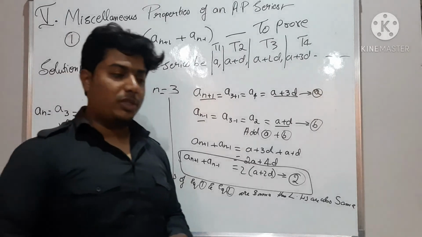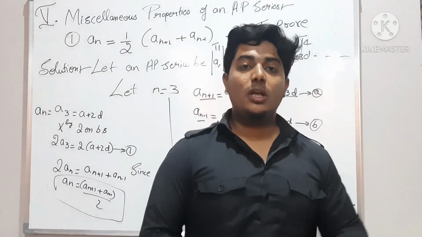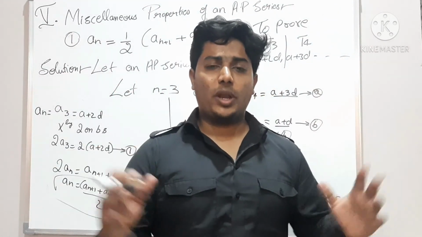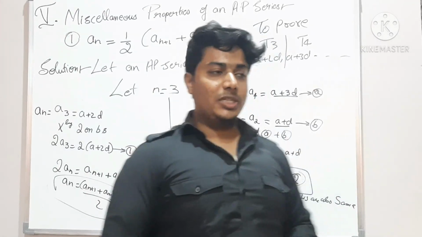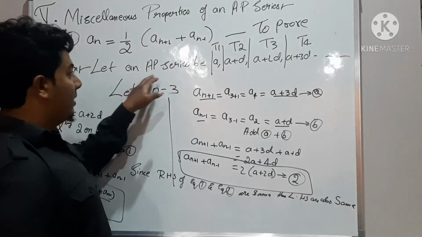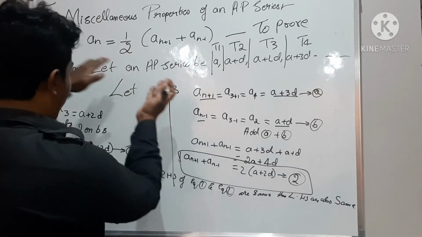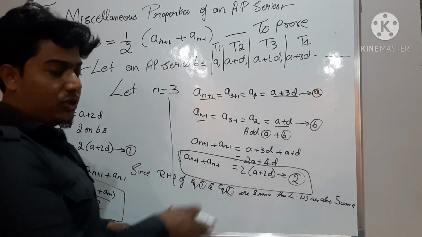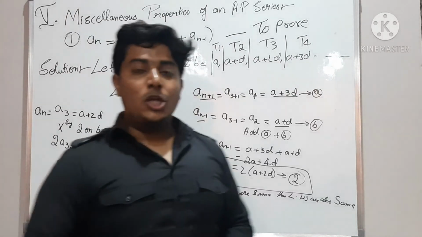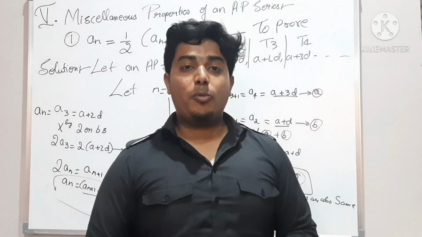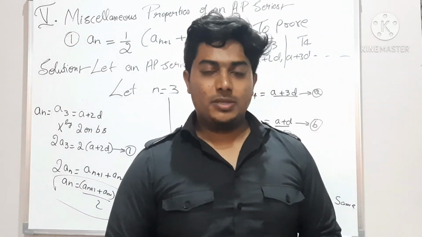This is one type of miscellaneous property of arithmetic progression series. We can solve a variety of these kinds of problems just by taking the arithmetic progression series A plus D, A plus 2D, A plus 3D, and taking the left hand side and right hand side separately and solving it. So in the next video, we will be solving a couple of problems on arithmetic progression series. Thank you.